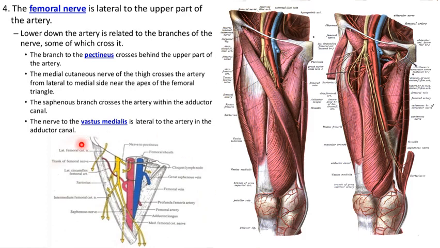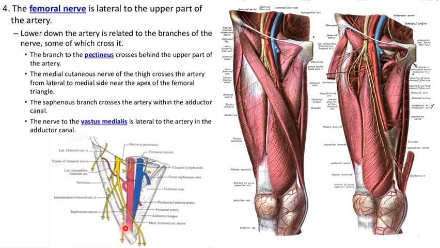So in this diagrammatic representation, this is the trunk of the femoral nerve, the anterior division and the posterior division. The anterior division has two cutaneous nerves and one muscular nerve, which is the nerve to sartorius. The two cutaneous nerves are the medial femoral cutaneous nerve and the intermediate femoral cutaneous nerve.